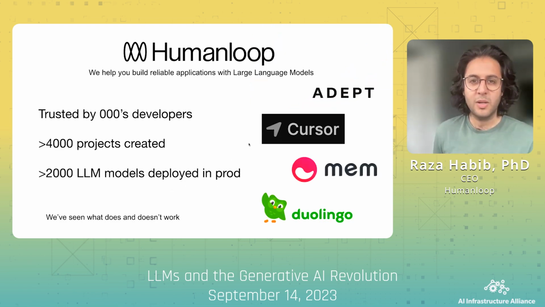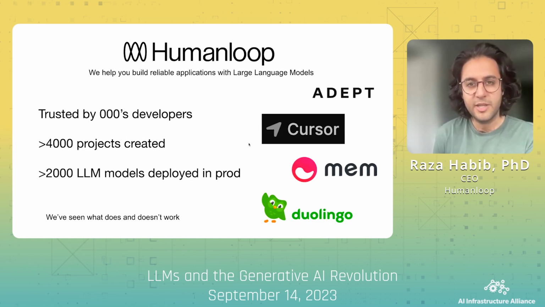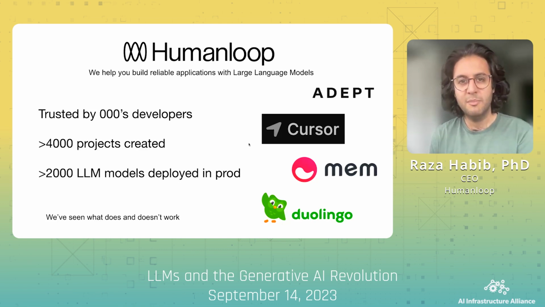So why am I qualified to comment on this? Over the last year, Humanloop has helped thousands of developers through our developer tools to build reliable applications on top of large language models like GPT-4 or Claude, or even people's own custom fine-tuned models. And in that time, we've seen many people go from idea to successfully getting stuff into production, but we've also seen quite a lot of people try and not quite succeed.